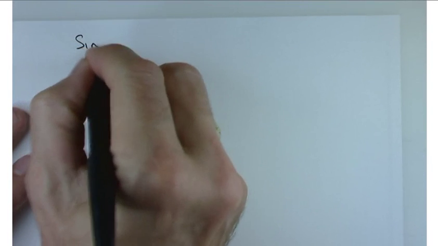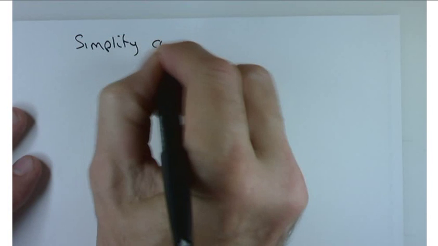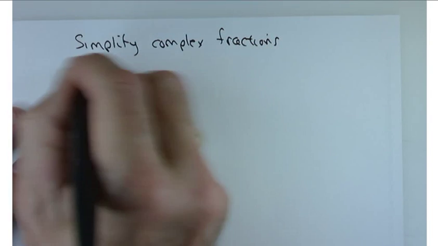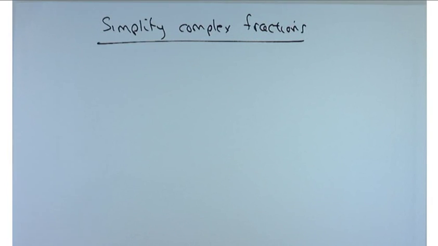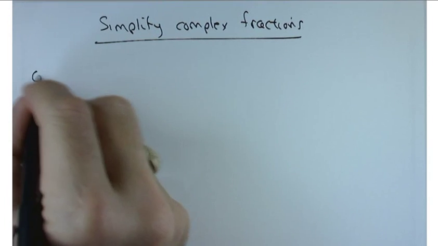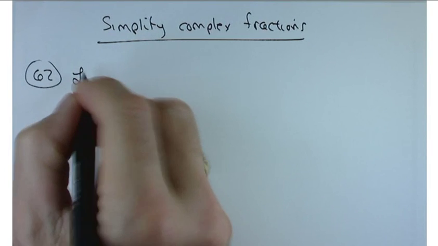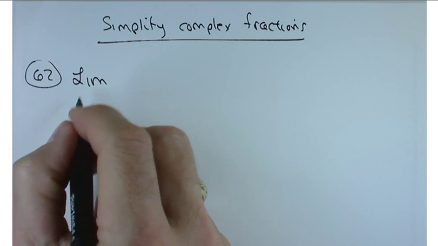Let's try one last little trick here in terms of calculating some limits. That is to simplify complex fractions. Complex fractions are fractions that have fractions within their fractions. For instance, like problem number 62. Now, we actually did one like this the other day, but we'll do another one today. In fact, maybe two.